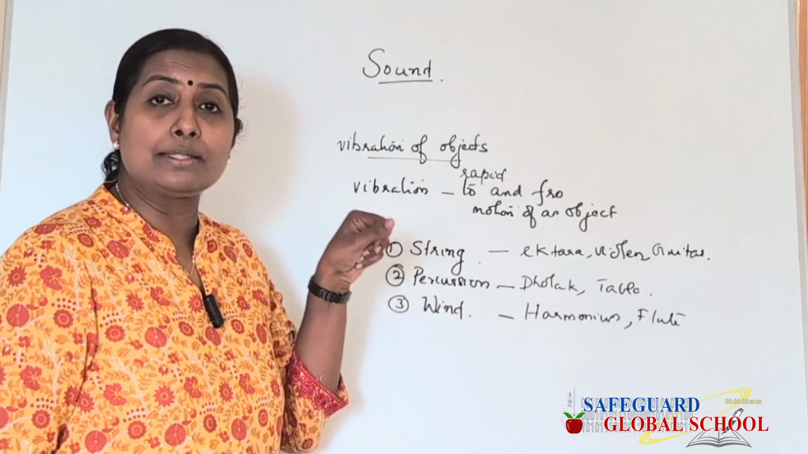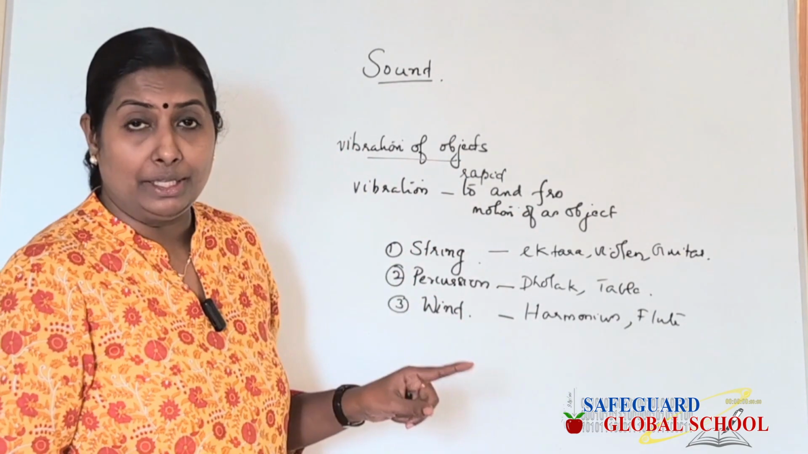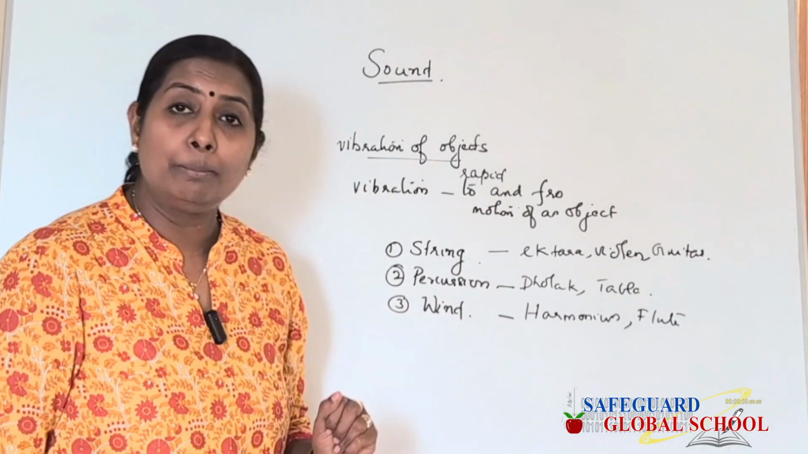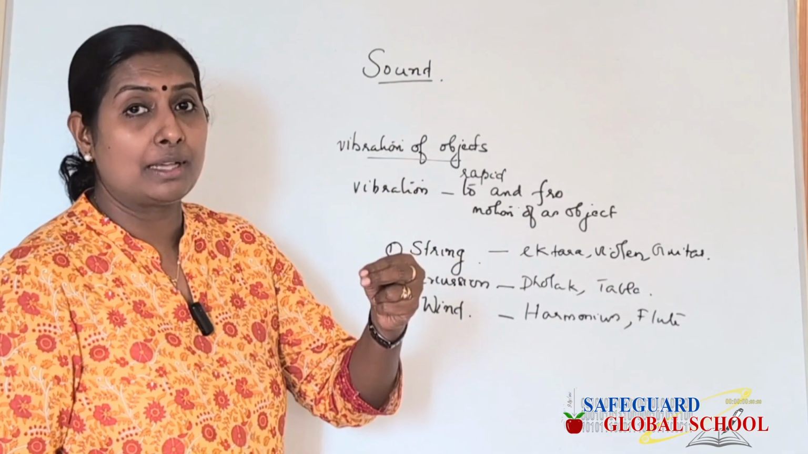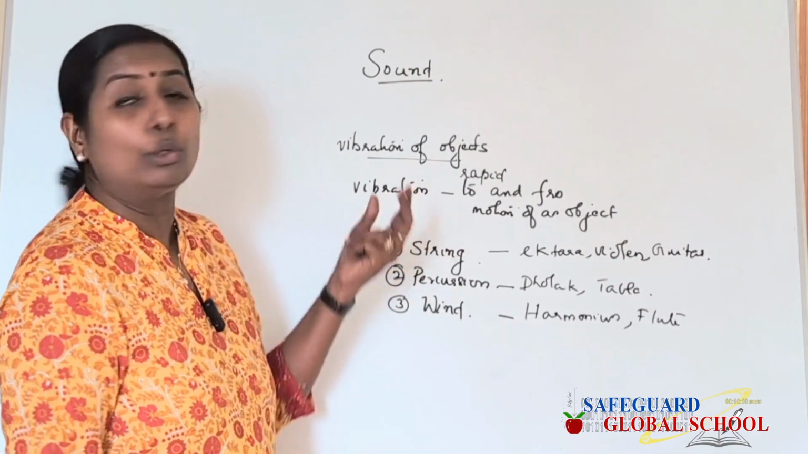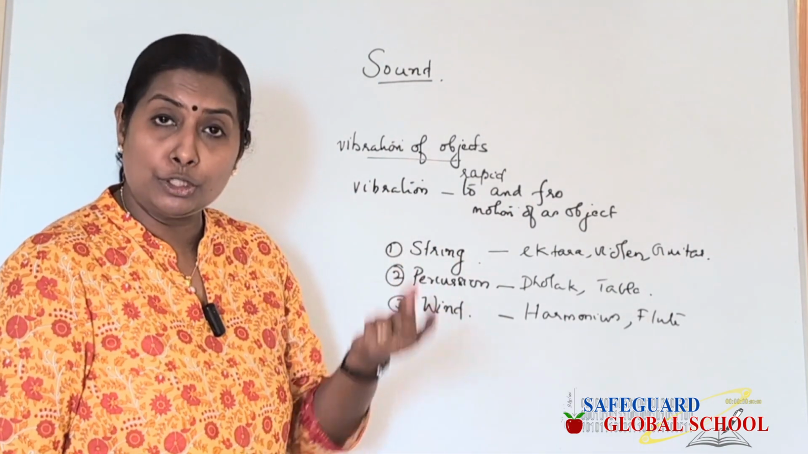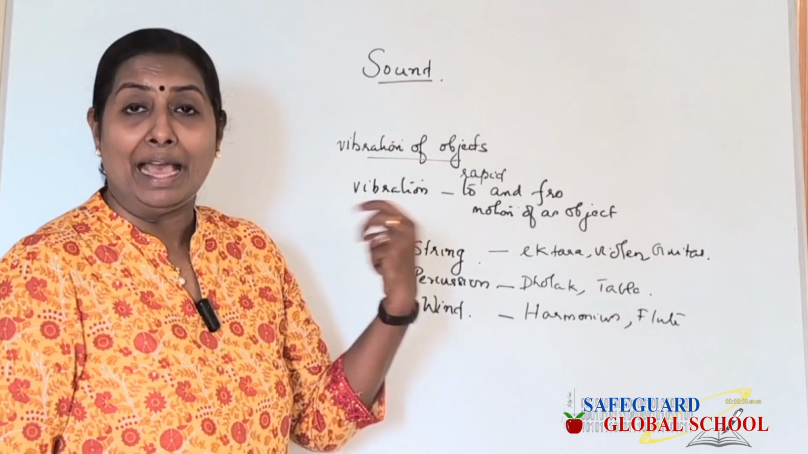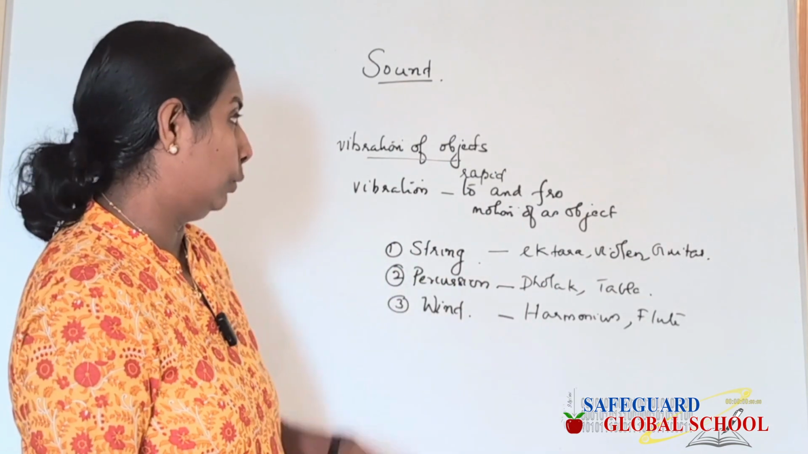In all these cases, we understand that something is vibrating in all these three types of instruments. In string instruments, what is vibrating? A stretched string is vibrating. All the stretched strings have different areas of cross section so that they produce different frequencies. The second category is percussion instruments where the stretched membrane is producing sound, and in the case of wind instruments the air column is producing sound.